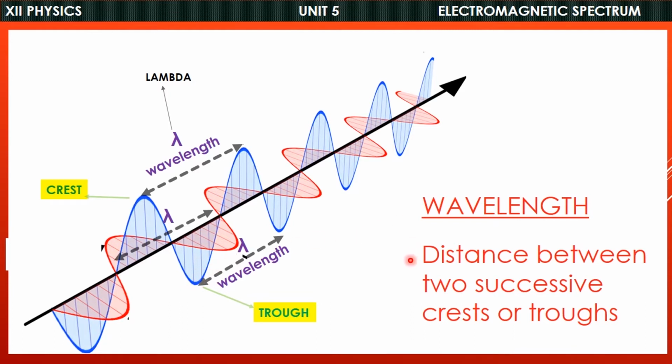A wavelength is the distance between two successive crests or troughs. Here, the wavelength is the distance between two successive crests or two successive troughs. Or in simple words, we can say a wavelength is the length of one wave. One wave constitutes a crest and a trough. Wavelength is denoted by the symbol lambda.